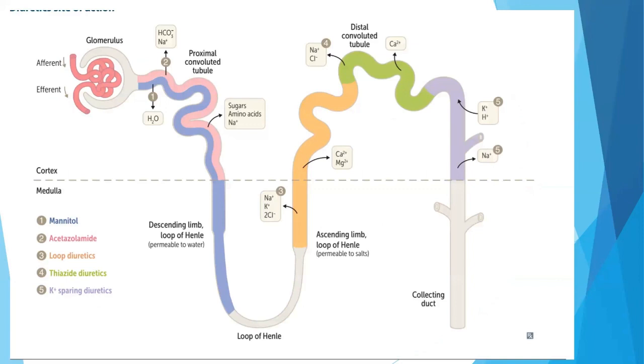Now these are the different sites of diuretics and their action. Number one is the inhibition of water reabsorption, which is done by mannitol, and it acts on the PCT. Again, the inhibition of bicarbonate and sodium is done by acetazolamide, and it also acts on the PCT. Then we have the loop diuretics acting on the ascending limb of the loop of Henle, which inhibit the absorption of sodium, potassium, and chloride. So it is a sodium-potassium-2-chloride inhibitor. Then we have the thiazide diuretics acting on the distal convoluted tubule, which inhibit the absorption of sodium and chloride. After that, we have the potassium-sparing diuretics acting on the collecting duct.